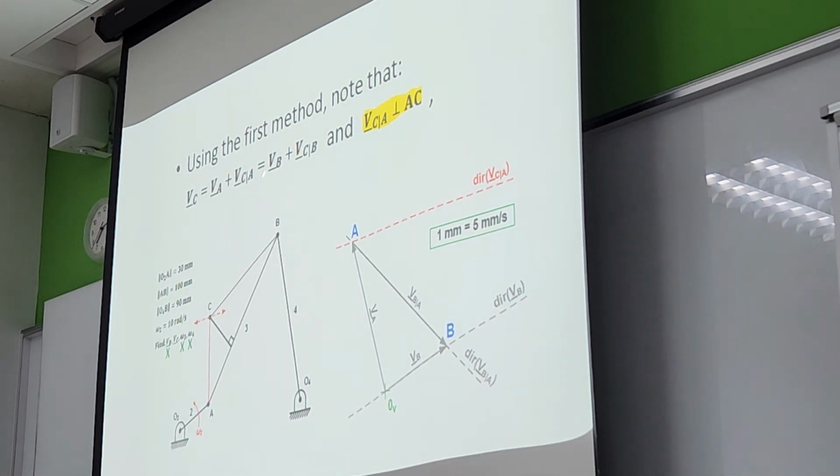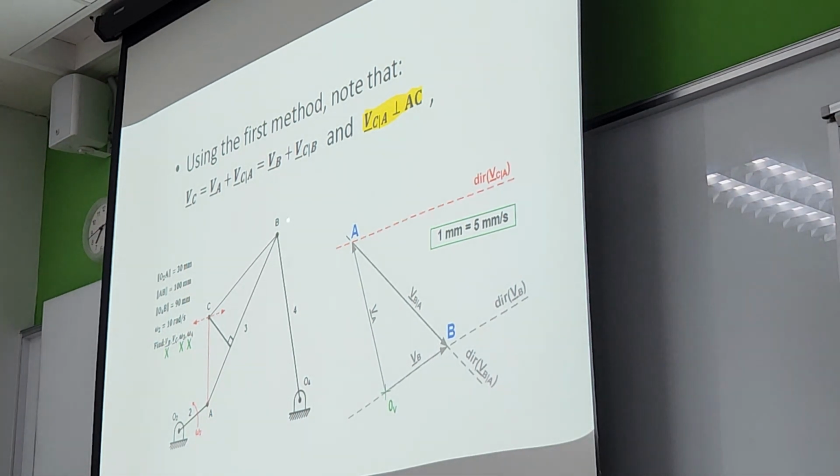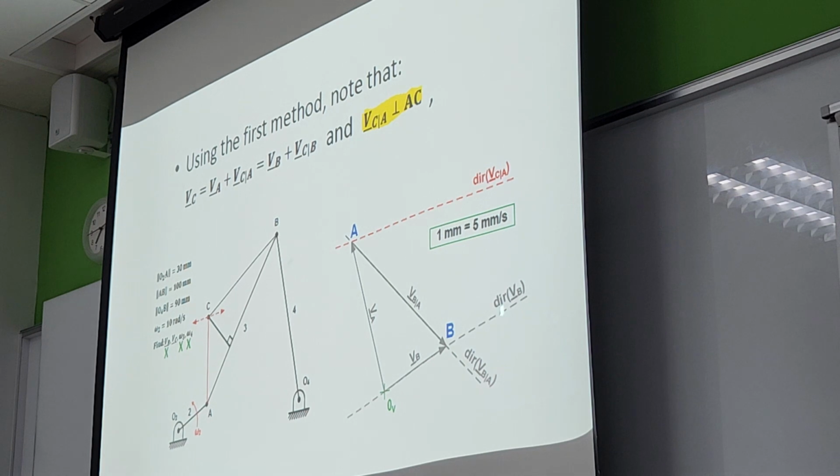So we can also write now C and B. If you link C and B, because we know complete information of B, we know velocity B, right? So we can also write velocity C is equal to velocity B plus velocity C to B. Now we have drawn the velocity CA vector from the tip of A. Similarly we try to draw the velocity vector from the tip of B. So what will be the direction of CB?